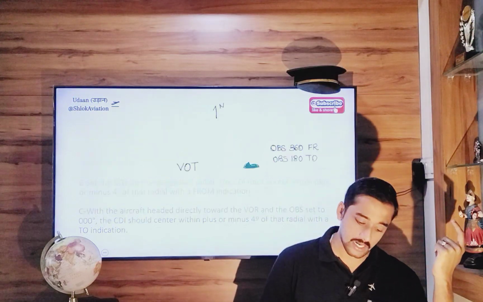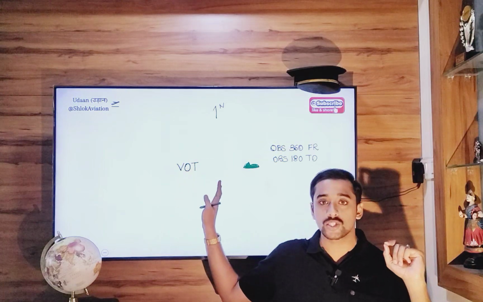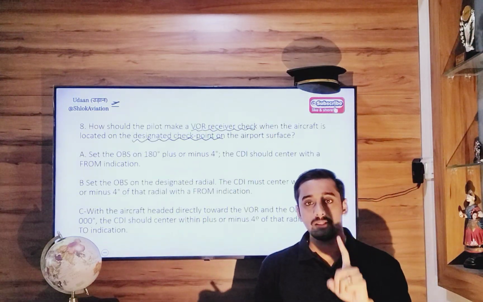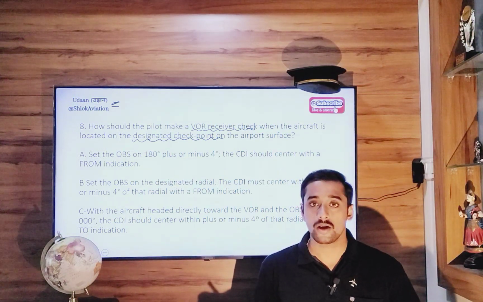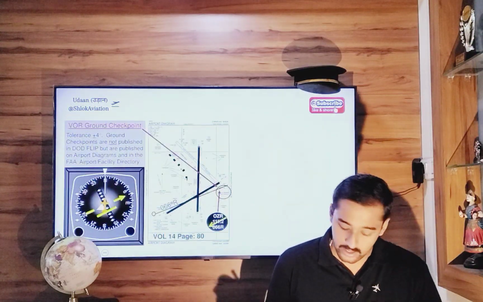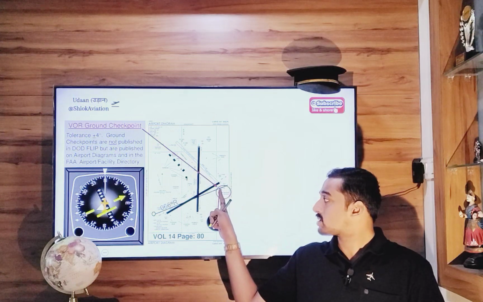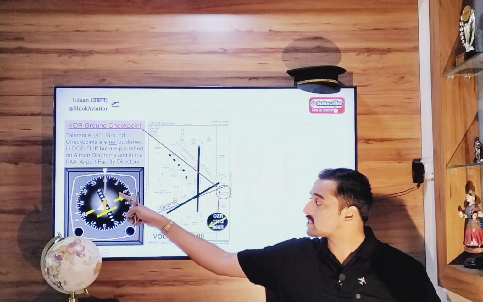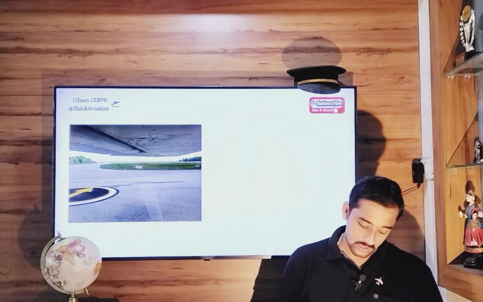In the VOR test facility, you must get either of these two bearings, irrespective of your position. But in the case of a designated checkpoint, you will only get one particular bearing, depending on your position with respect to that checkpoint. So look at this diagram over here. This is an airport diagram. This symbol indicates the location where this designated point is located on the airport.